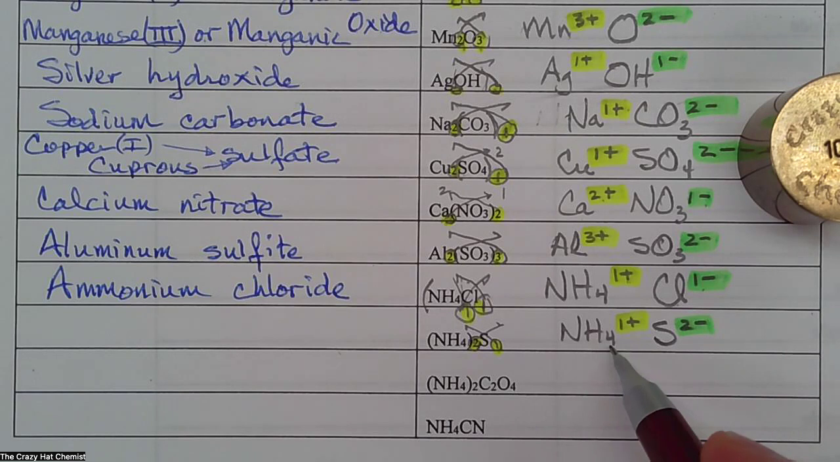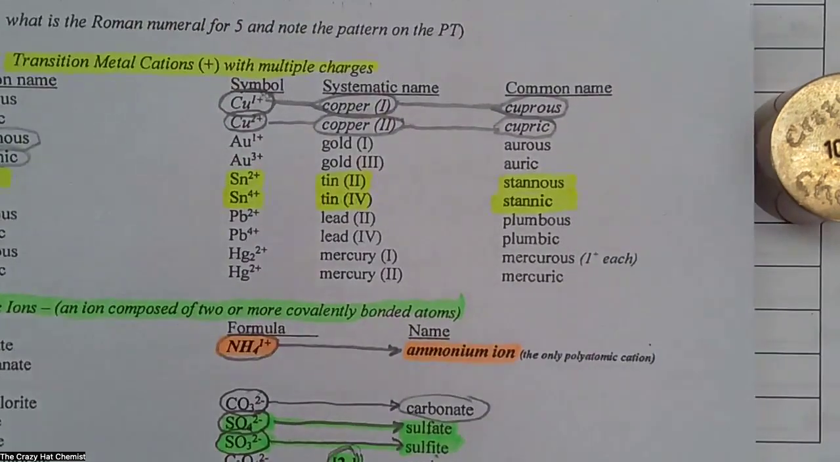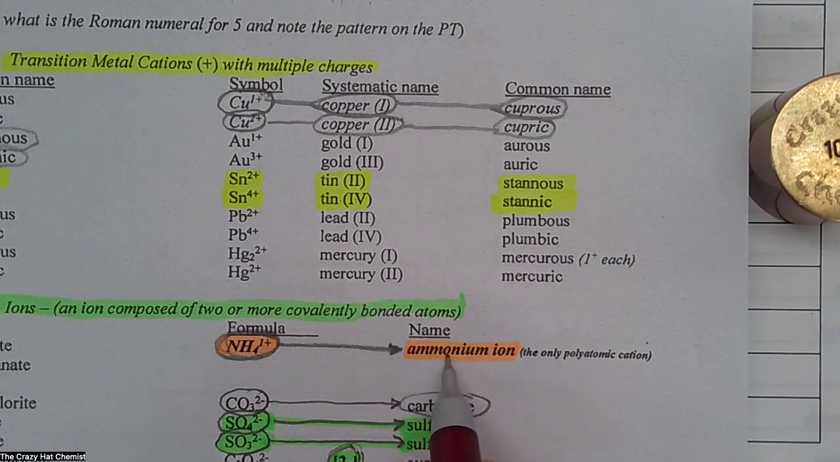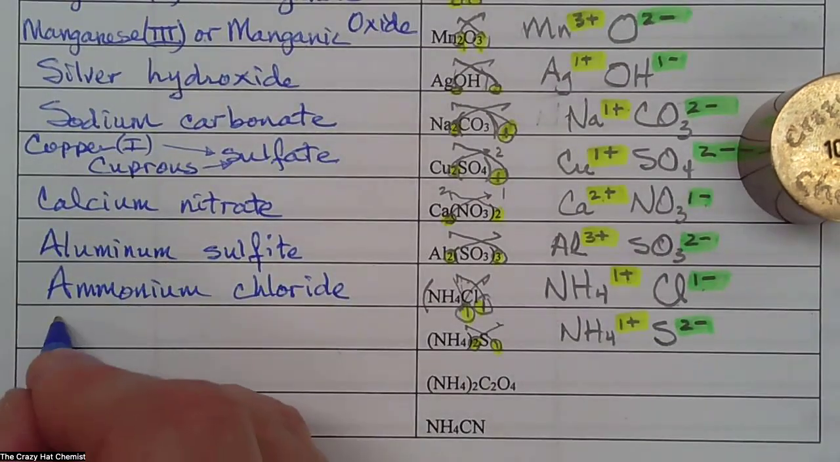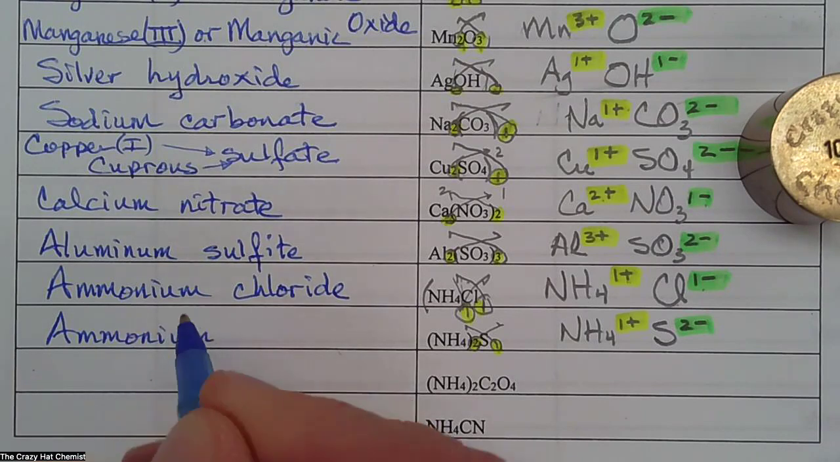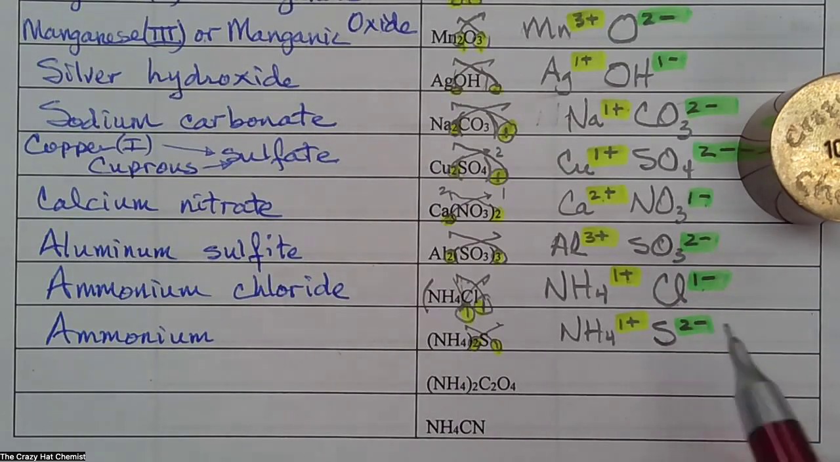Well, we already found NH4 1 plus before. We're just going to find it again. It is a polyatomic cation. It is the only polyatomic cation. The name of that is ammonium. So I'm going to write ammonium, A-M-M-O-N-I-U-M. And then I'm going to look in the 2 minus category of a monoatomic.